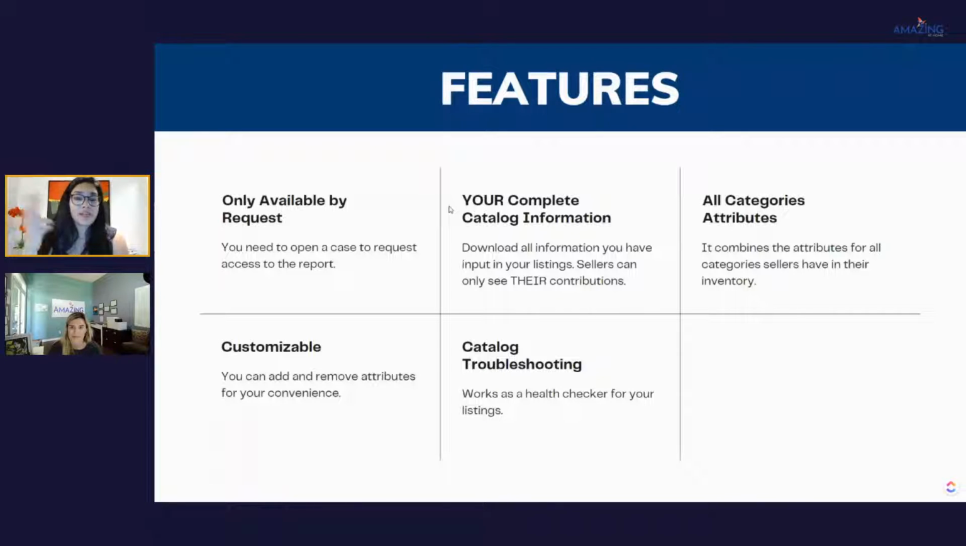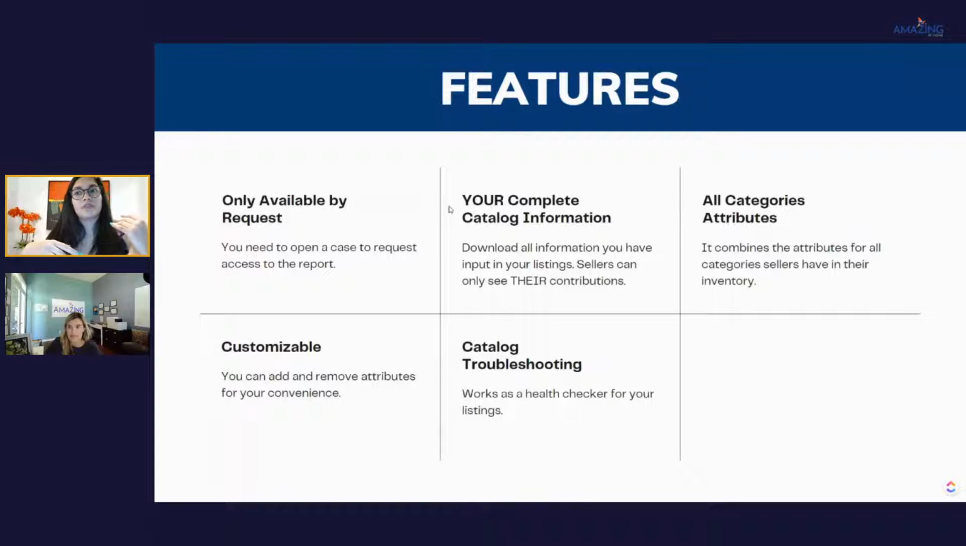The second part is your complete catalog information. And this is important because sometimes when I say the category listing report gives you the information of the whole catalog, it's not the whole catalog. It's just your ASINs, your products, and the information that you have contributed to those listings. And this is a big difference sometimes.